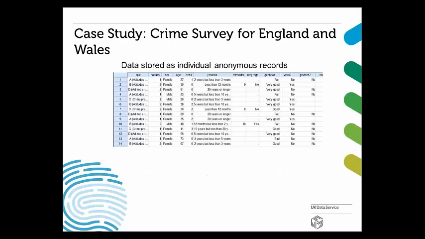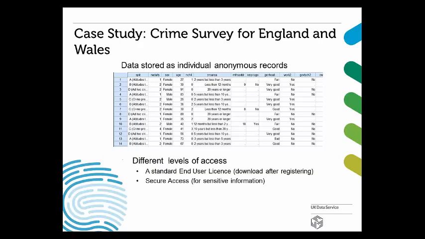Data from the survey is stored as individual anonymous records, so here's an example of what the data looks like in the statistics package SPSS. And the data is available at different levels of access. So there's a standard end user license, which allows registered users to download data and analyse it on their own computers. And there's also a secure access version that contains more sensitive information and is slightly more difficult to access.